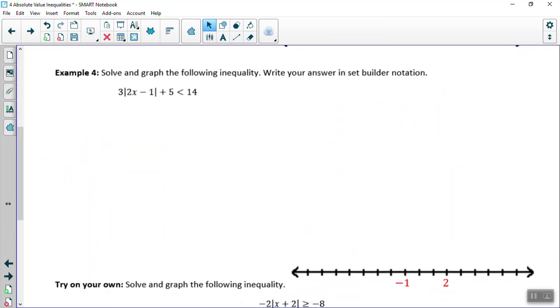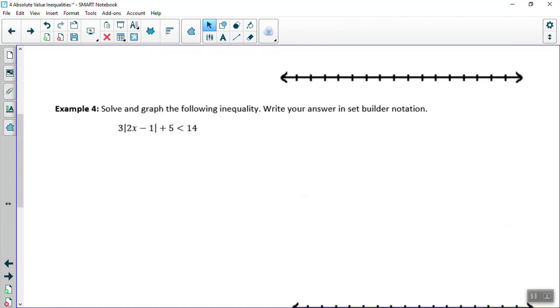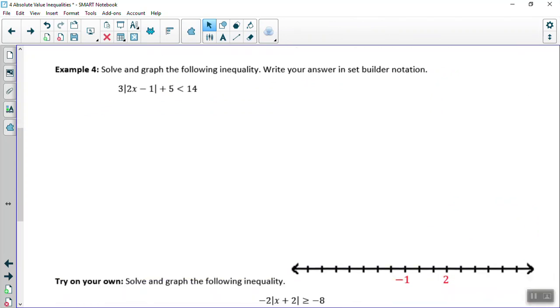All right, here is our last example, and then one more try on your own. We're going to solve and graph the following inequality. Write your answer in set builder notation. Let's pay attention to that. All right, so now we have this extra little bit. So remember when we solved the equations, we had to first isolate the inequality part. So we are first going to subtract the 5 from both sides. All we're trying to do right now is get the inequality or the absolute value part by itself.